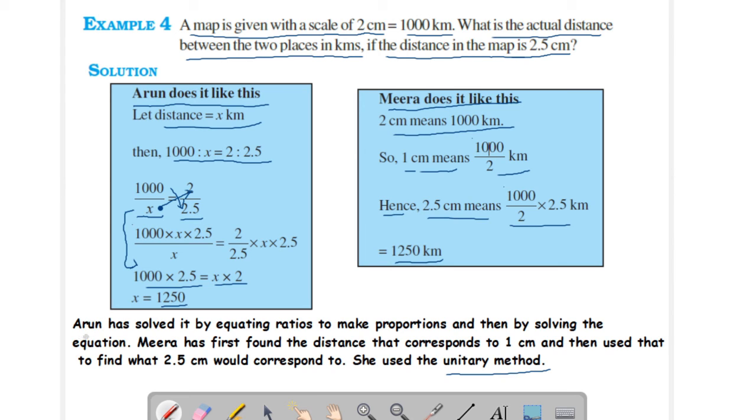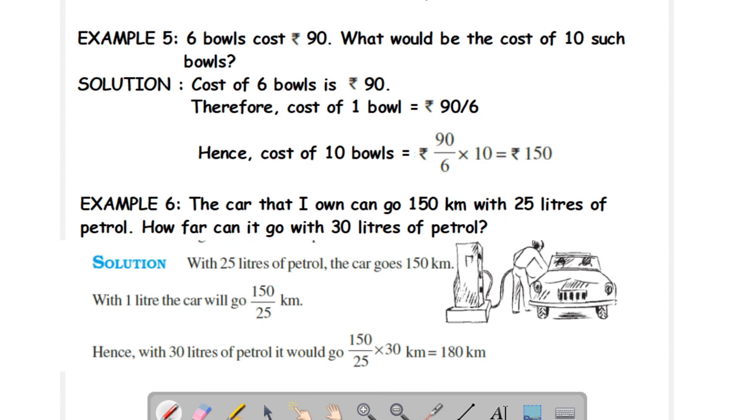Here Arun has solved it by equating ratios to make proportions and then by solving the equation. Meera has first found the distance that corresponds to 1 centimeter and then used that to find what 2.5 centimeter would correspond to. She used the unitary method.